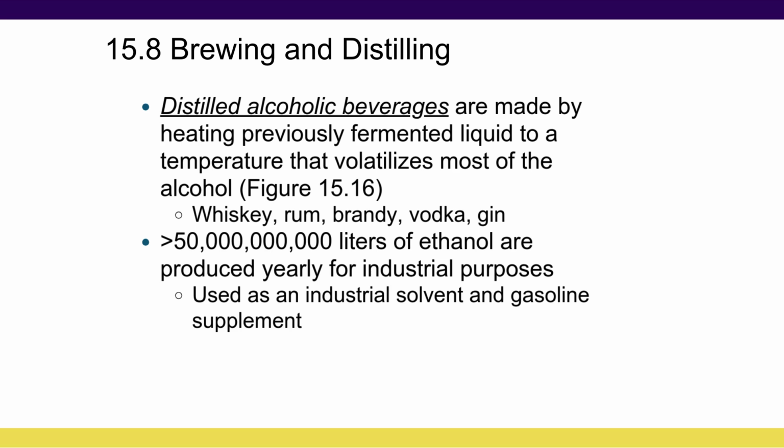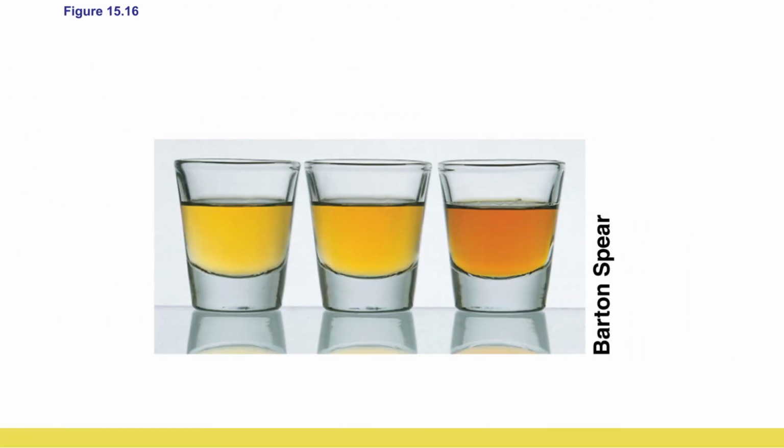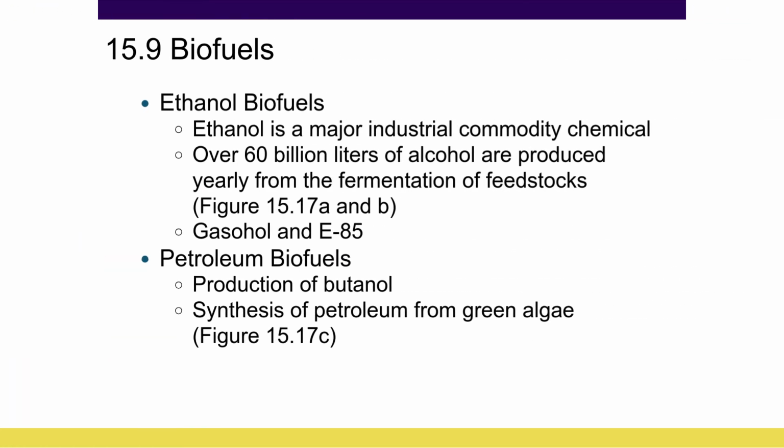On an industrial scale, over 50 billion liters of ethanol are produced yearly for non-beverage purposes. It is used as an industrial solvent and as a supplement for gasoline. Following this, we examine section 15.9 on biofuels. Ethanol is a major biofuel and industrial commodity chemical.